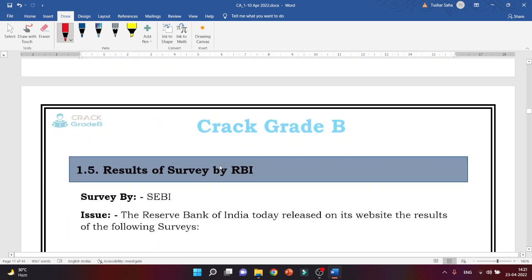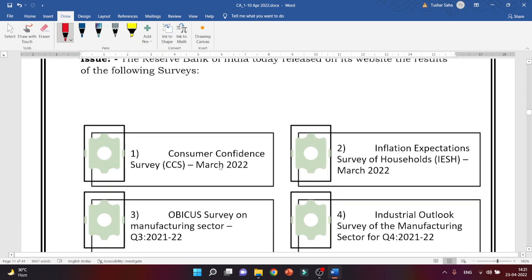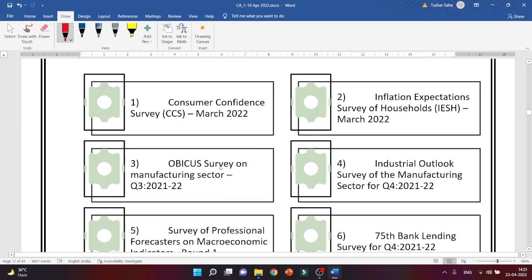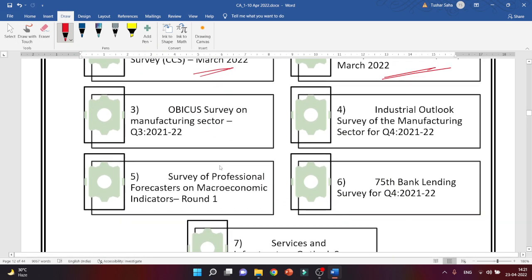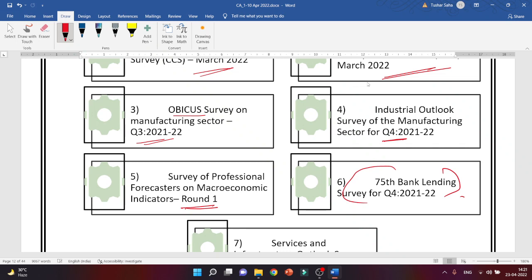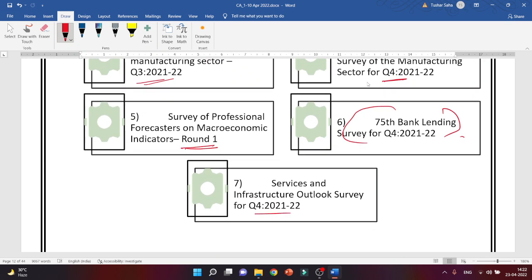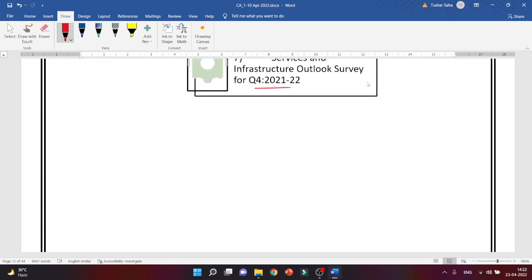So let's now move to the next news article, that is results of surveys by RBI, right? These are the surveys that RBI has made in the last quarter and the last year, you can say. Consumer confidence survey March 2022, inflation expectation survey of households March 22. Then Quarter 3 OBICUS survey on manufacturing. Now OBICUS we will see when we come there. Then industrial outlook for quarter 4 of the last financial year. Then survey of professional forecasters on macroeconomic indicators round 1. 75th bank lending survey quarter 4. Then services and infrastructure outlook for quarter 4.